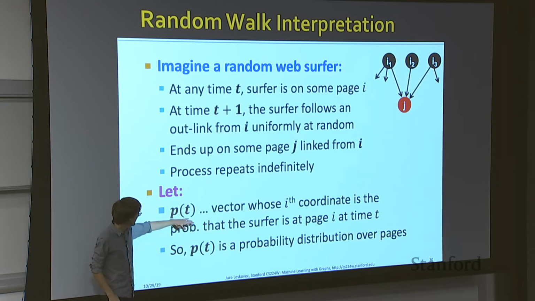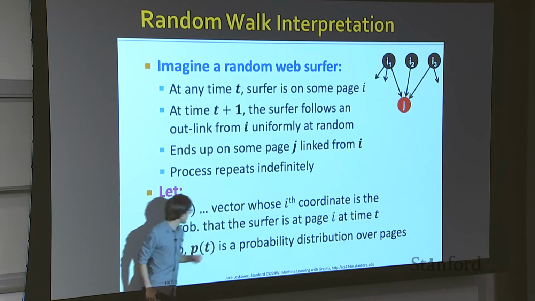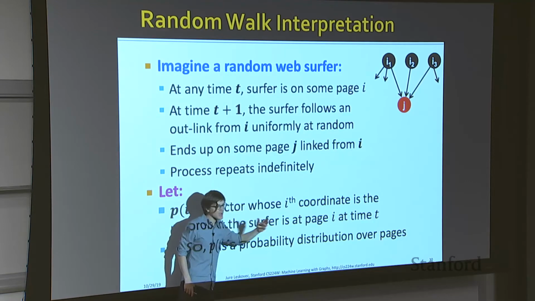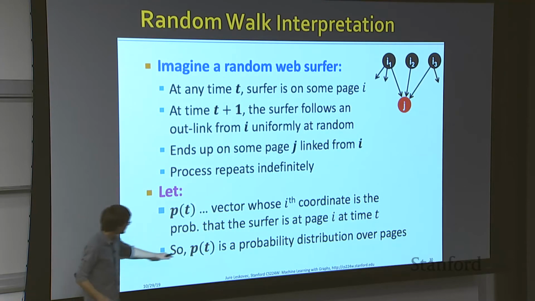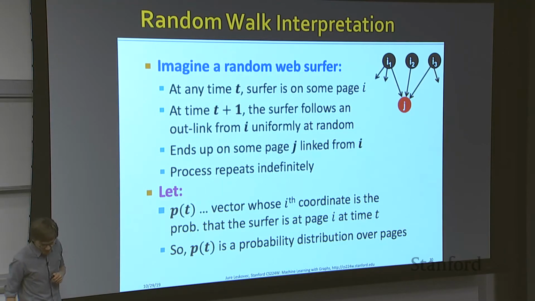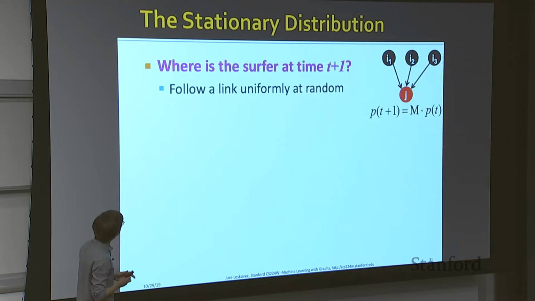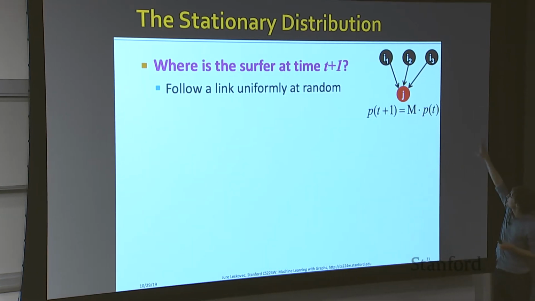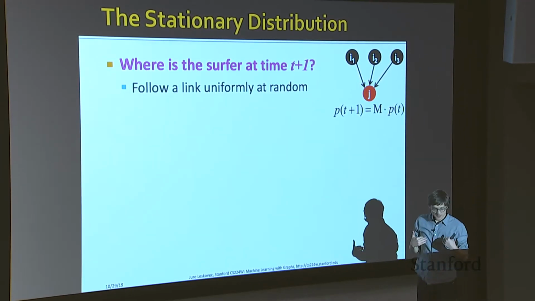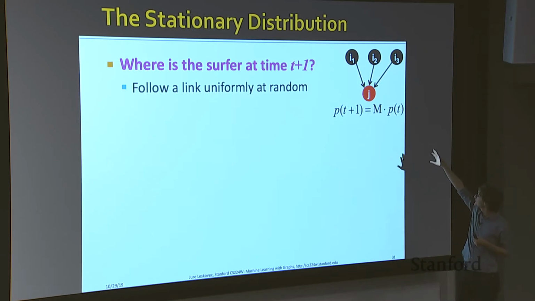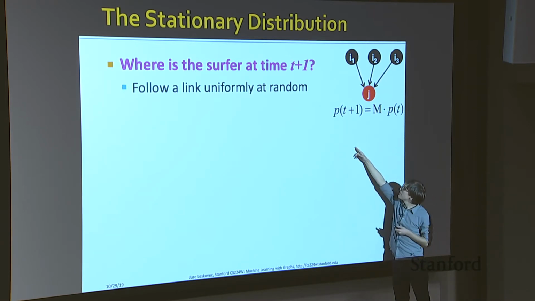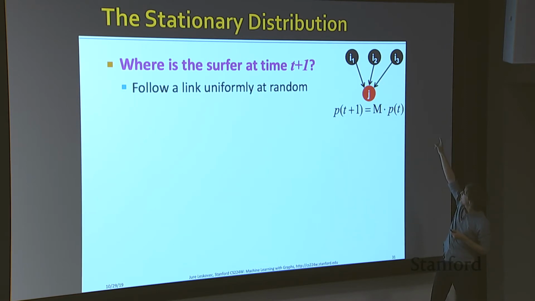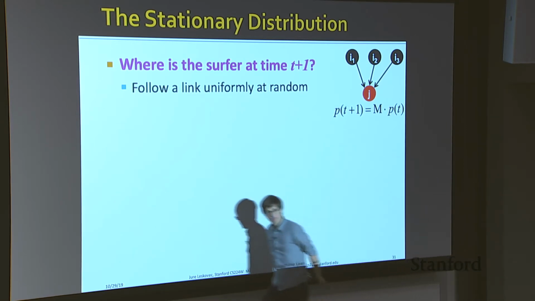So let's say the following. Let P sub t, P of t, be a vector whose ith coordinate is the probability that the surfer is at a given page i at some time t, right? So P of t is a probability distribution over pages, right? So now let's ask ourselves, what is P of t plus 1? The way I can think of this is, if at time t the surfer is at one of the pages, at the next time the surfer will take one step. So the probability that at time t plus 1 the surfer is at page j will depend on the probability that the surfer was at time t at the pages i and their out degree, right?